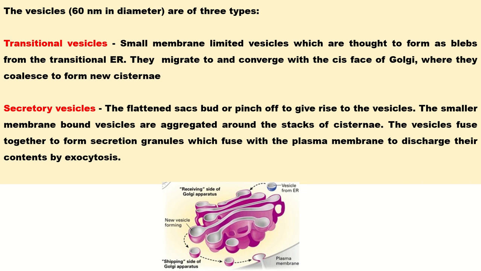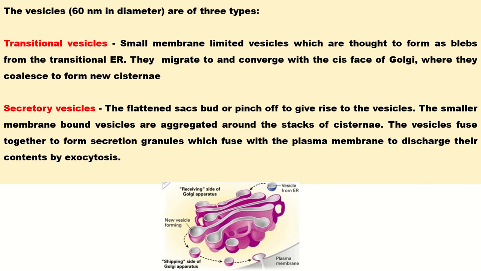Then comes secretory vesicle. This is very important. The secretory vesicles are what? The flattened sacs bud off or pinch off to give rise to this vesicle. So these vesicles arise by virtue of pinching off or budding off of the flattened sacs. The smaller membrane-bound vesicles are aggregated around the stacks of cisternae. The vesicles fuse together to form secretion granules which fuse with the plasma membrane to discharge their contents by exocytosis.